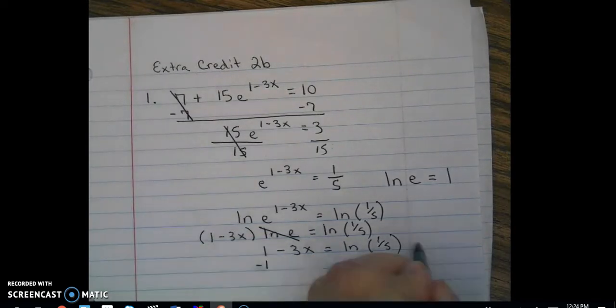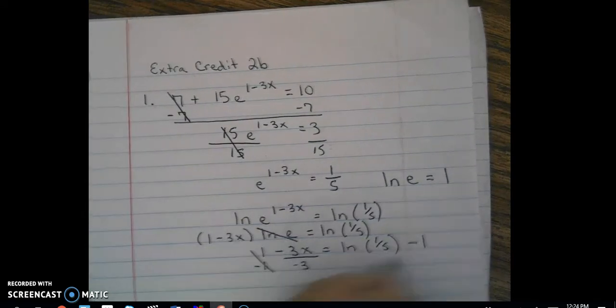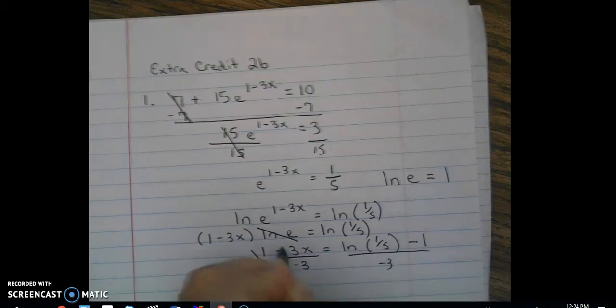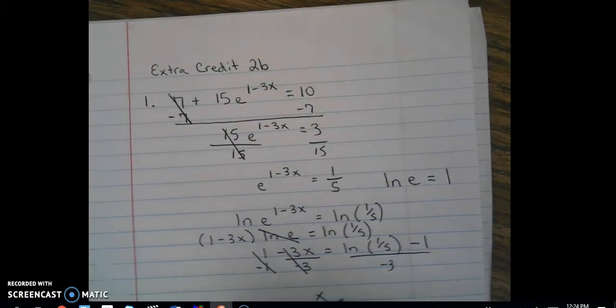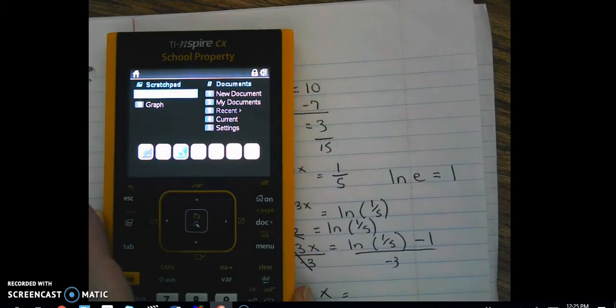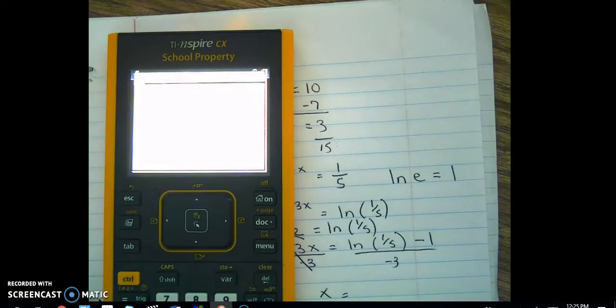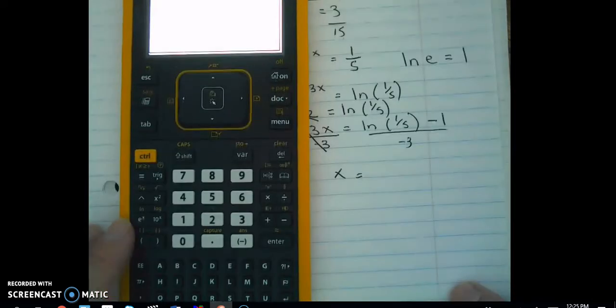So we're going to go ahead and subtract 1 on both sides. And then we're going to divide by -3 on both sides. And then we'll have our answer. So plugging this into our calculator, the natural log button is right down here. You have to press Control, e to the x. Let's see if we can get this to show up. There we go. Of 1/5.